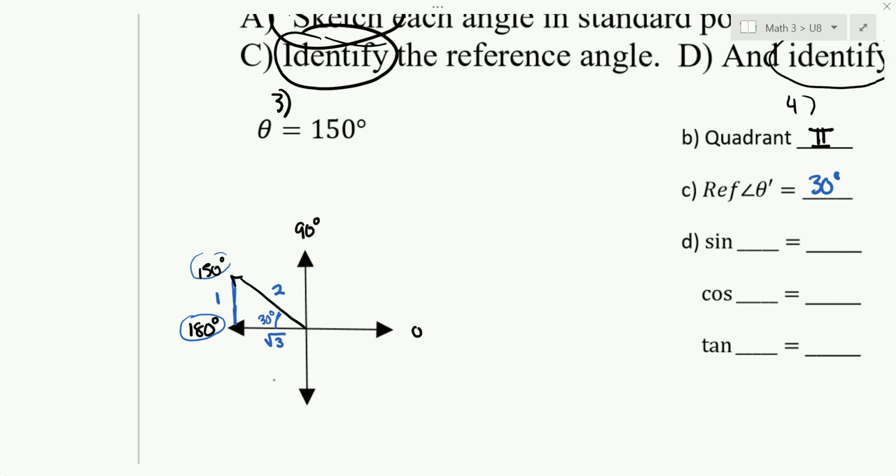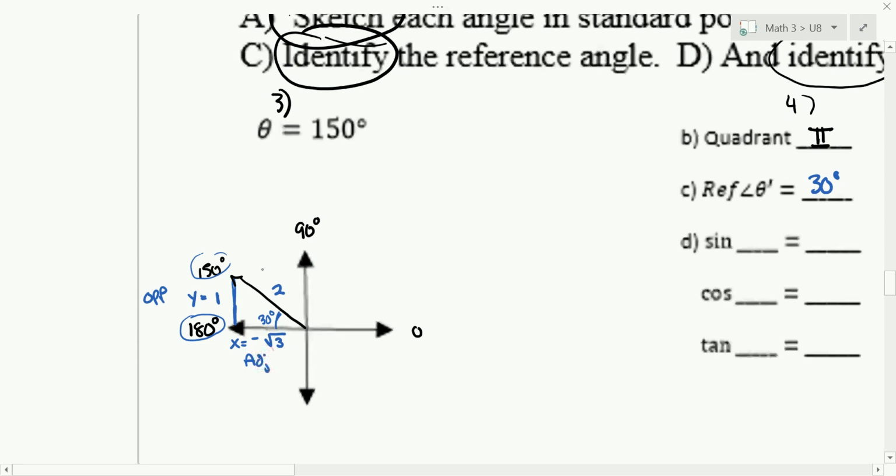Because we're in quadrant 2, we need to keep track of what should be positive, what should be negative. So the base of your triangle is your x-coordinate. Should it be positive or negative? Negative in quadrant 2. And then the height of this triangle, thank you. The height of the triangle's 1. Should it be positive or negative? Positive. Okay. And so we have our x and y coordinates. Also, 30 is our reference angle, so y is the opposite side. x is your adjacent side. And 2 is going to be your hypotenuse.